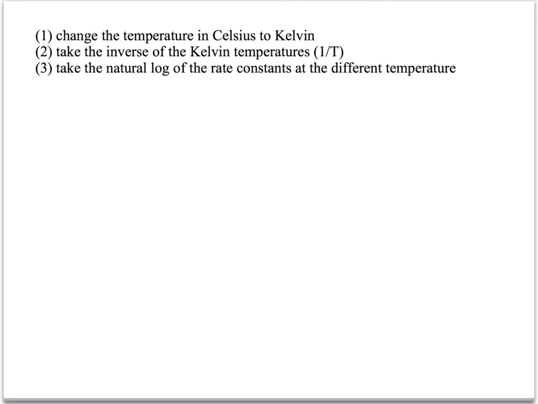In order to accomplish this, we need to change the temperature in Celsius to Kelvin. The second thing we need to do after that is take the inverse of the Kelvin temperature. And then we also need to take the natural log of the rate constant at different temperatures. Please do that at this time.